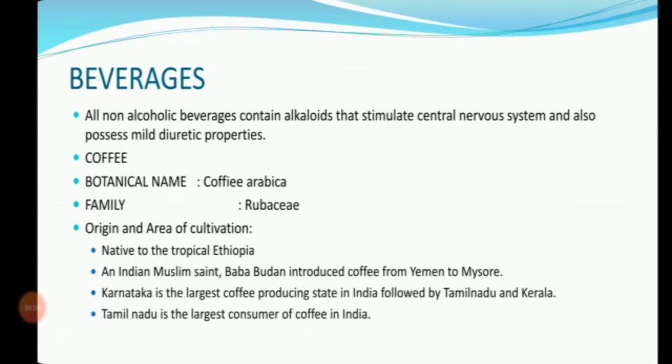In India, the Muslim saint Baba Budan introduced coffee from Yemen to Mysore. So coffee was first introduced in Mysore, Karnataka only. Karnataka is the largest coffee producing state in India, followed by Tamil Nadu and Kerala. Tamil Nadu is the largest coffee consuming state in India. Most of the people in Tamil Nadu consume coffee.